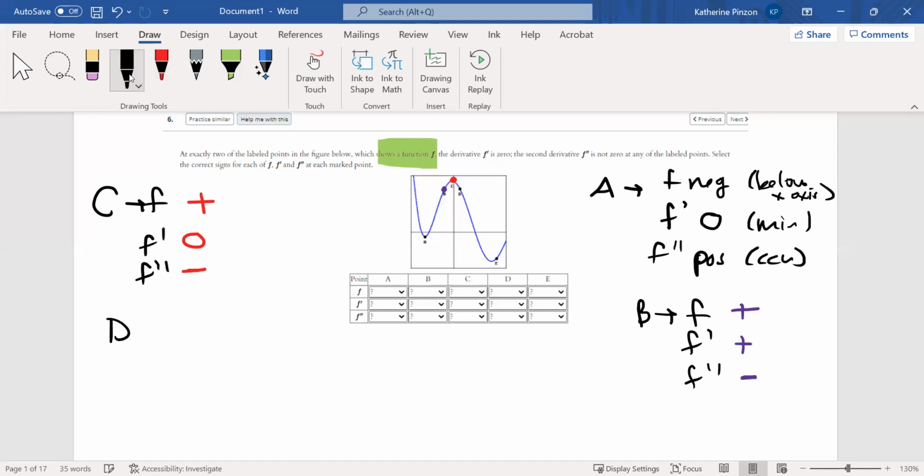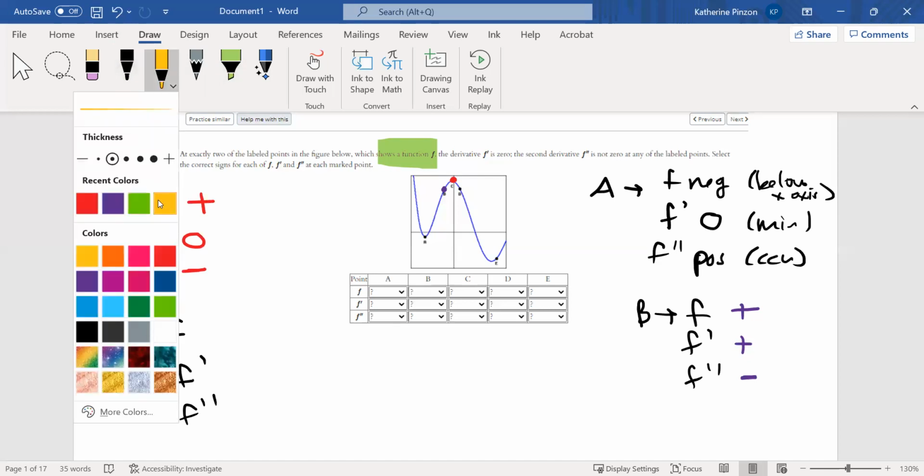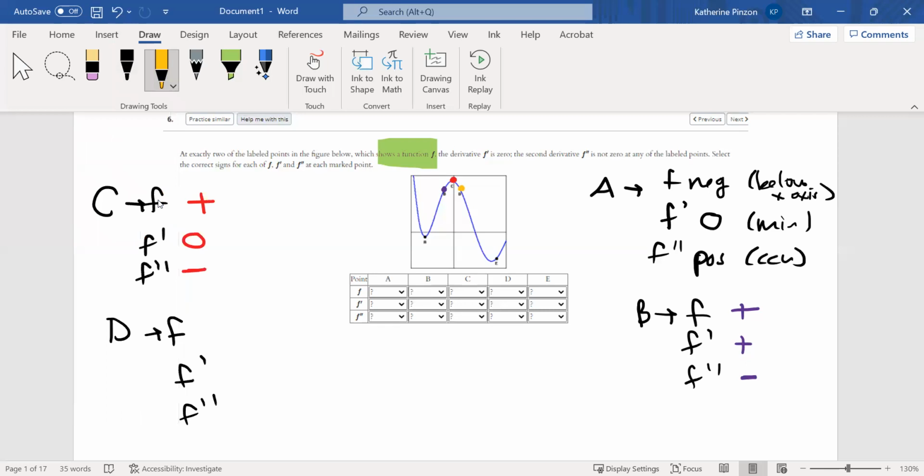Okay, point D. F prime, F double prime. D is that guy over there. He is above the x-axis, decreasing, concave down. So the function is positive. The first derivative is negative, and the second derivative is negative because he's above the x-axis, decreasing, concave down. Okay, last one, E.